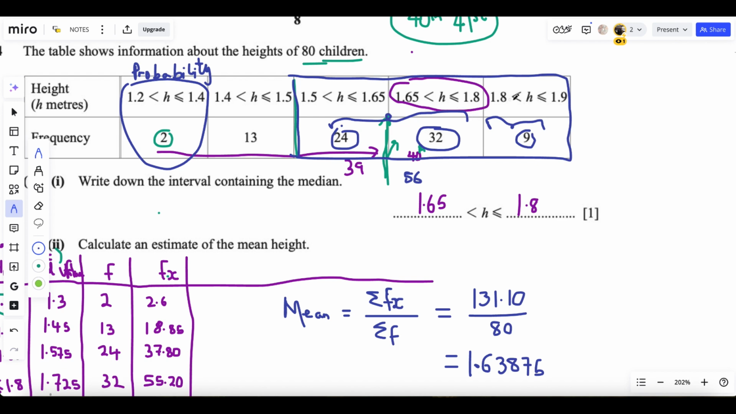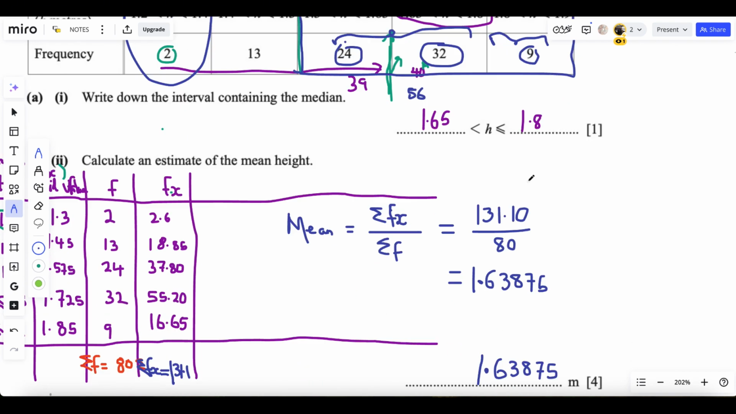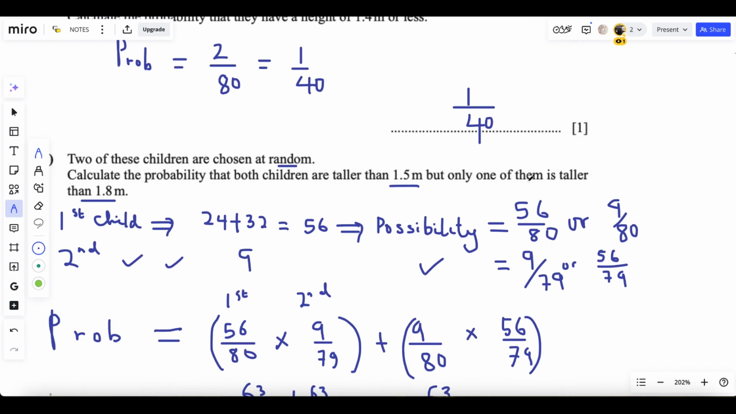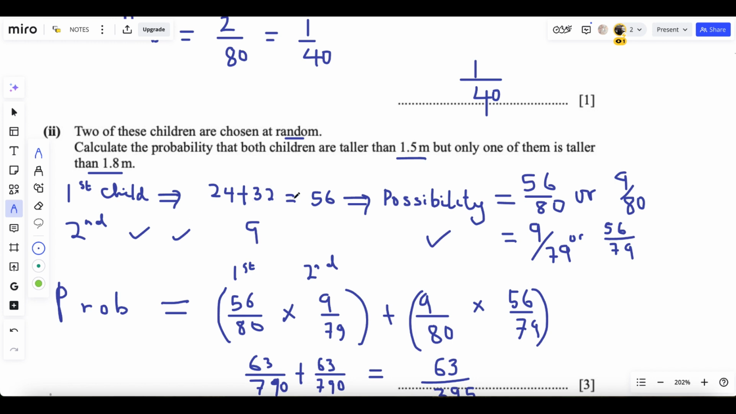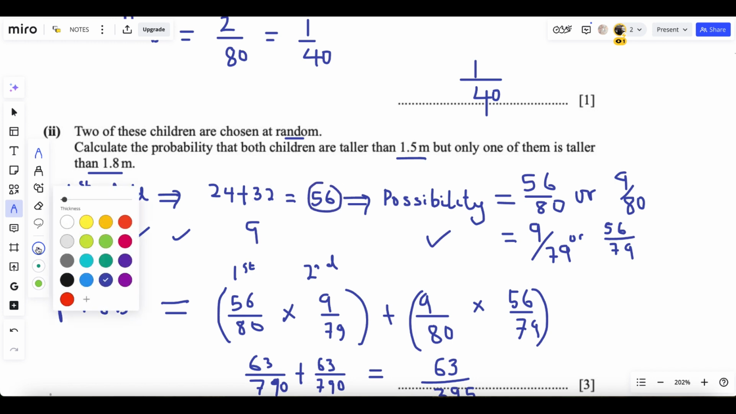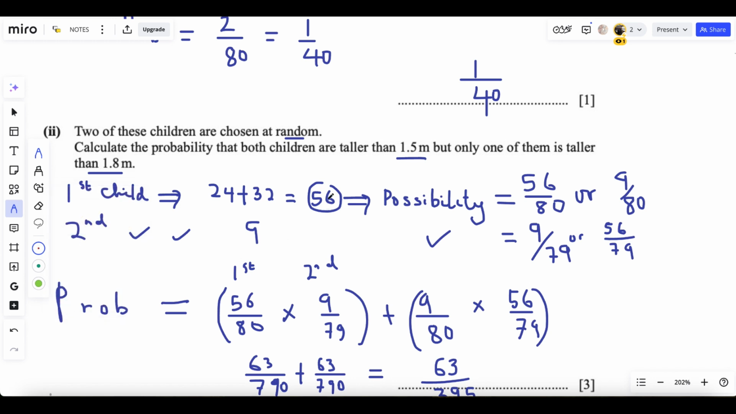The second child must be taller than 1.8, so the second child's possibility is only 9. So we come here and ask, what are the available possibilities? Is it that the first child is the one that has 56? If it's the one that has 56, because it's taller than 1.5 but less than 1.8, then his whole probability will be 56 over 80.